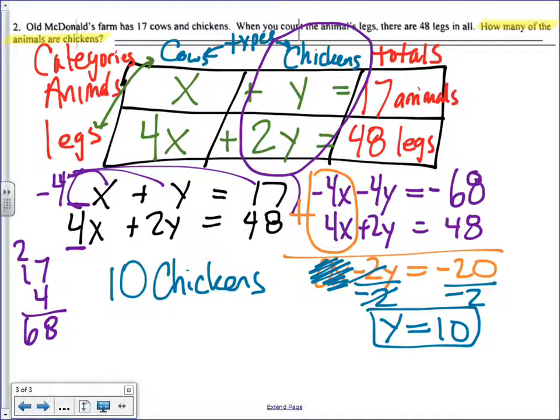So this is a good example of, you just had to use a little reasoning so that, again, they didn't tell us how many legs cows and chickens have, and we didn't have to go through all the work because all it asks us for is how many animals are chickens.